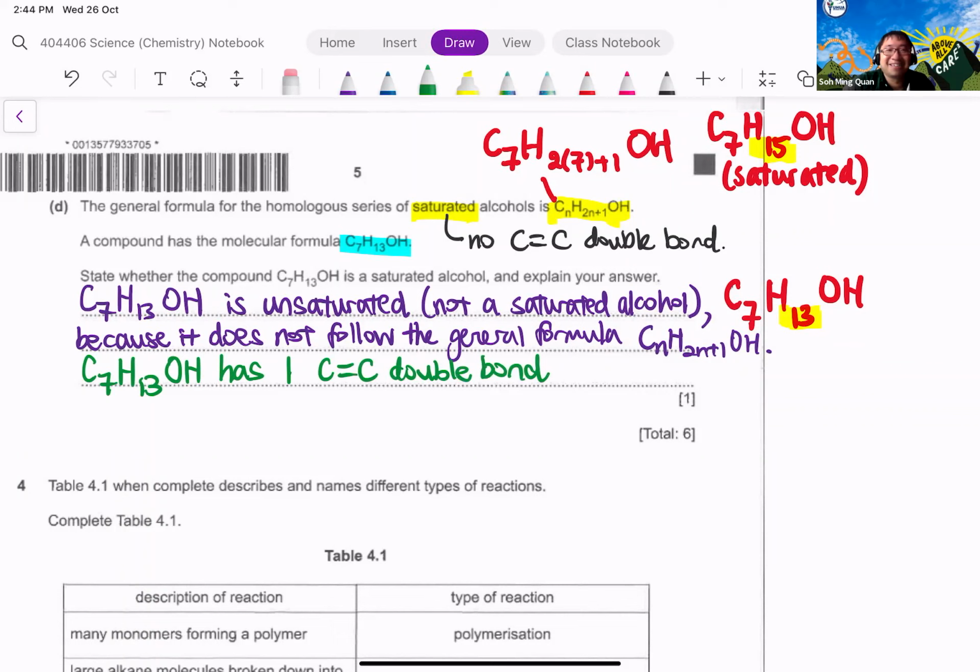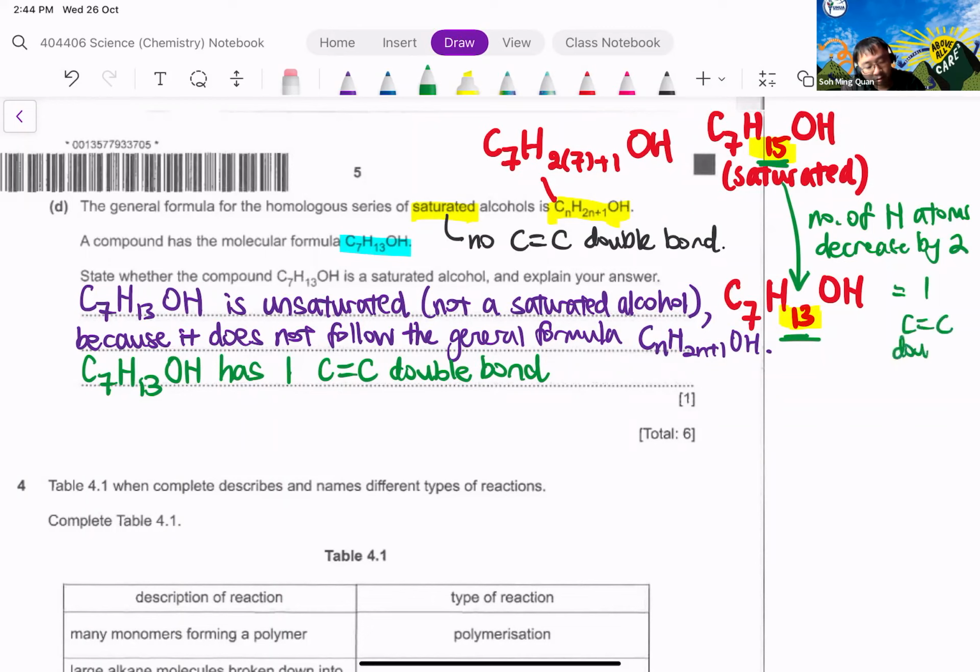Okay, now it has 1 double bond. Now, every time the number of hydrogen atoms decreases by 2 in the formula, that means there is 1 carbon-carbon double bond.